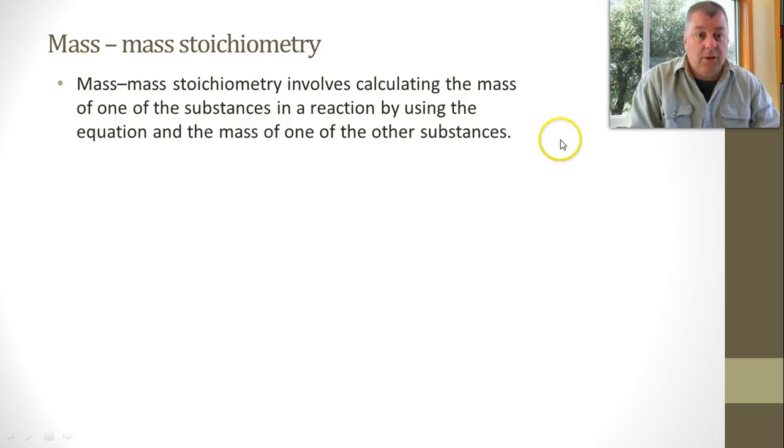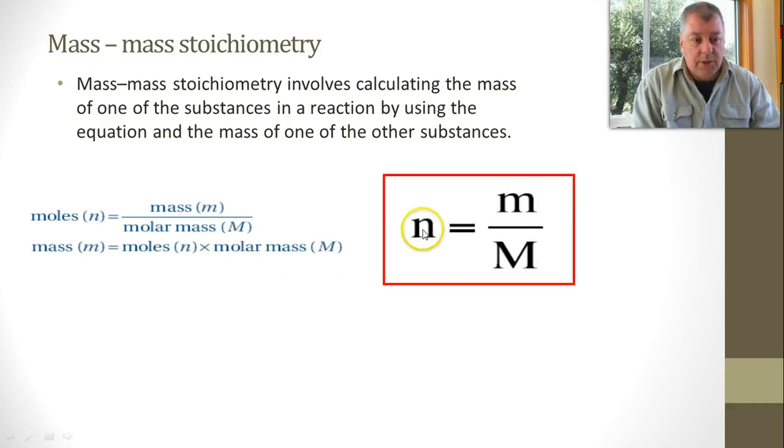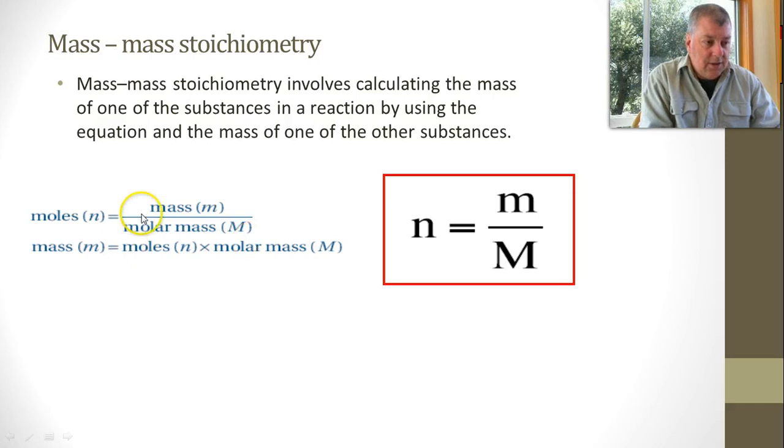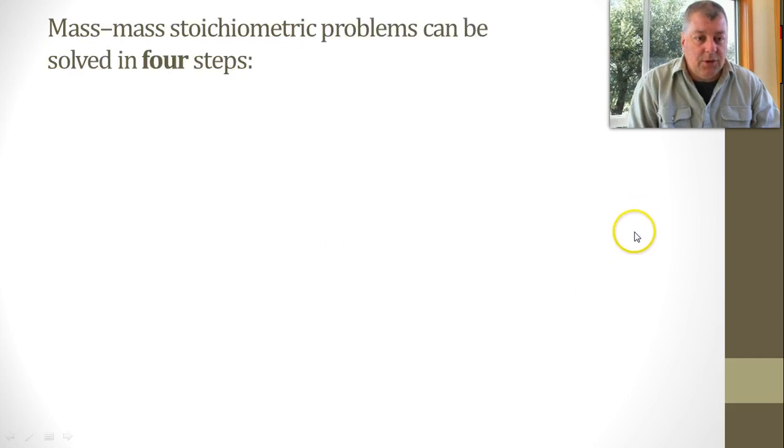That's mass stoichiometry. So we're going to be using this equation on your formula sheet that we've used before and are familiar with, where n is the number of moles, m is the mass in grams, and capital M is the molar mass of the substance, and that can be rearranged into these two forms. Okay, and we've had practice at using this equation.